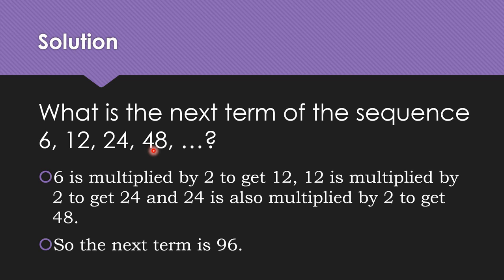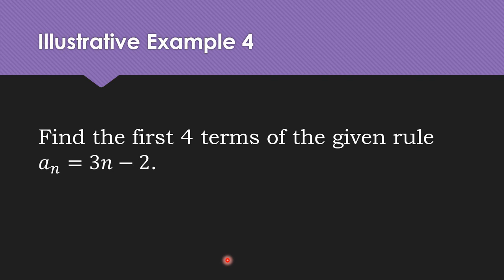So, therefore, we can now get the next term by using that pattern, multiplied by 2. So, 48 times 2 is 96. Therefore, the next term is 96. Okay? Next, let's have illustrative example number 4.